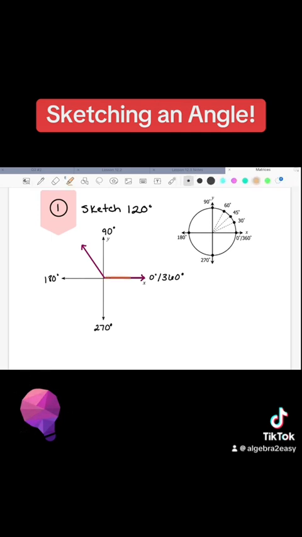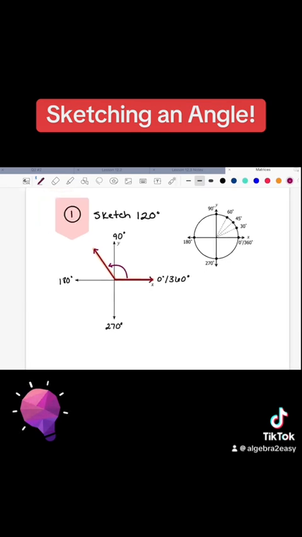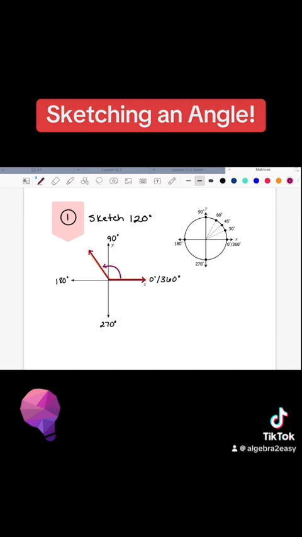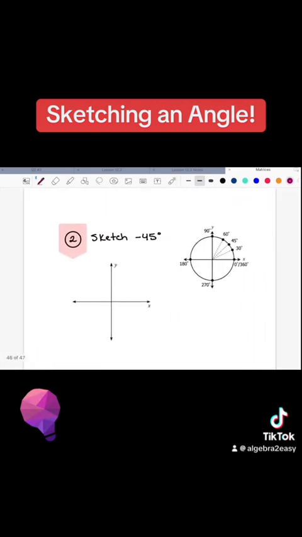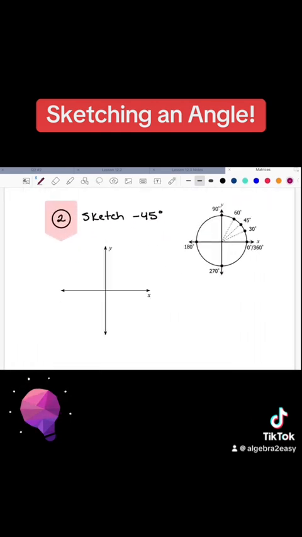Now, I always tell my students to highlight their initial side and terminal side. Makes it easier to see. At this point, I can't tell if this is a positive angle or a negative angle. I need a positive angle. So you need that directional curve so you know what direction the angle is moving. So we're going to draw that directional curve this way. Throw in an arrow. And there we have it. We have sketched 120 degrees. Perfect. Let's try again. All right, now we're going to sketch negative 45 degrees.